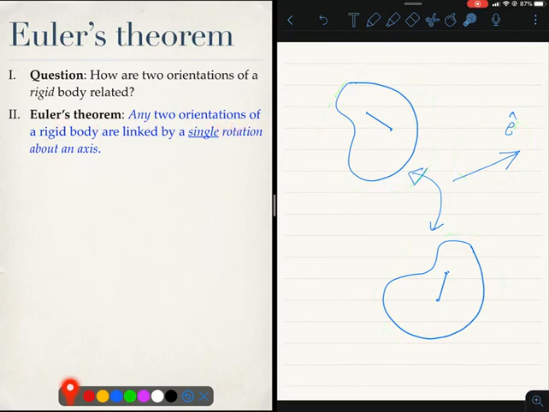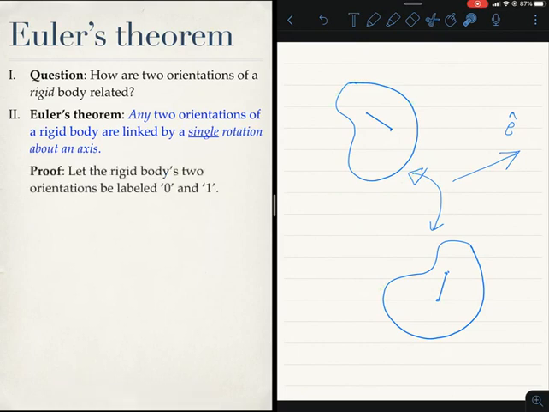So there are two things to show here. One, that it is indeed possible to relate this orientation of the rigid body and this orientation of the same rigid body by one rotation about an axis. The second is how to find the axis and how to find how much you need to rotate to go from here to here. So let's prove that. We have actually proven it already.